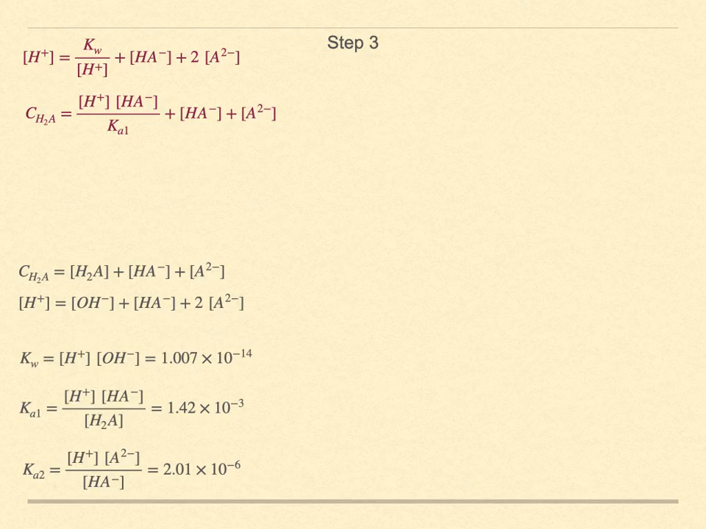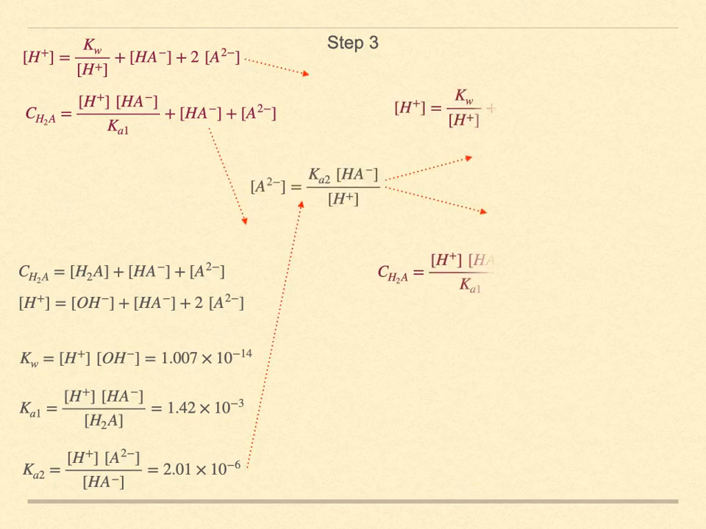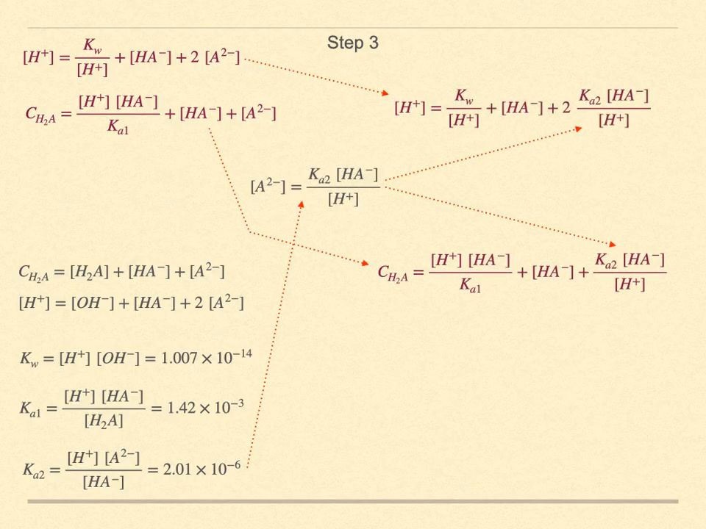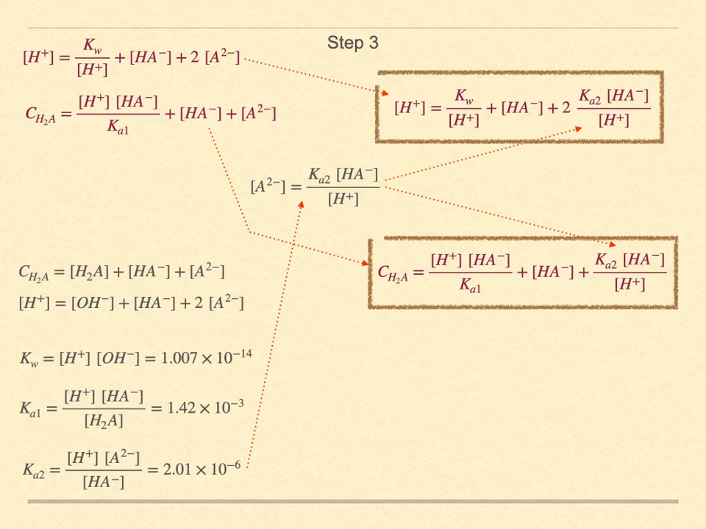It appears twice in the mass and charge balance equations compared to HA- appearing 3 times, and it's sitting by itself in them, so it might be less complicated to replace it. The Ka2 equation is where it occurs, so we solve Ka2 for A2- and substitute it into the new versions of both charge and mass balance equations. The equations are looking a little messy, but at least we now have 2 equations with 2 unknowns.